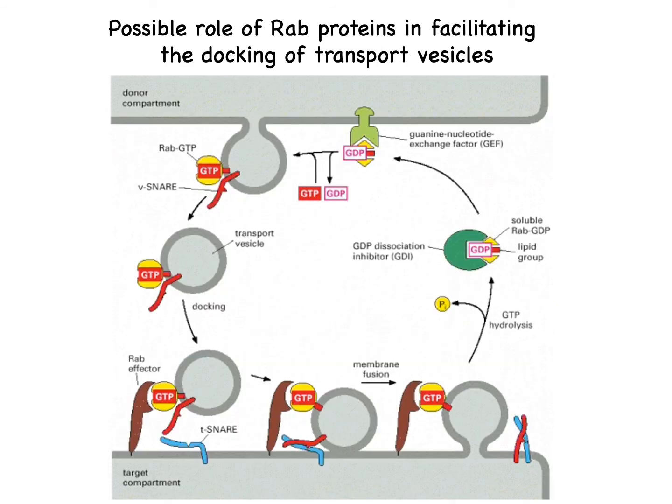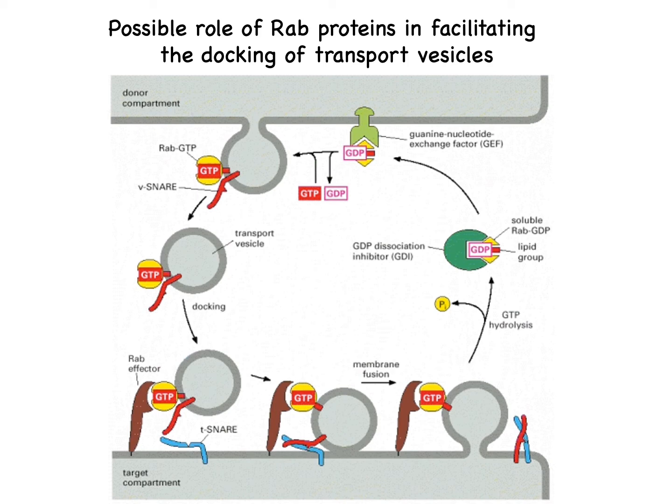Now there are a number of other proteins called Rab proteins that facilitate docking transport vesicles. And this is a slide showing the steps in the process. Again, we've got a vesicle budding off from the donor compartment at the top. It contains a SNARE and a Rab. It goes down, finds its target compartment.